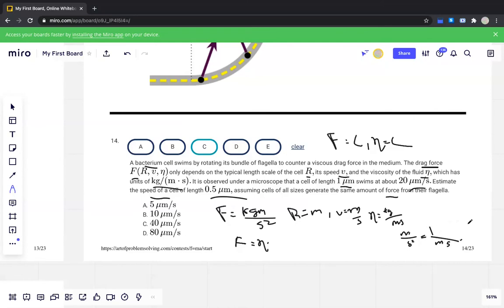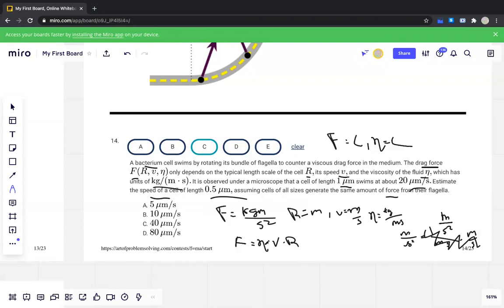If we multiply this by velocity, which is meters per second, we see we have our seconds squared. So multiplying this by velocity gives us 1 over seconds squared. And we're trying to get to meters per second squared. And we can do this by multiplying by r. So if we multiply by r, we now get a meters on the top. So our units are now balanced on both sides. So this means that the force is equal to our viscosity times the speed times the length of the cell.